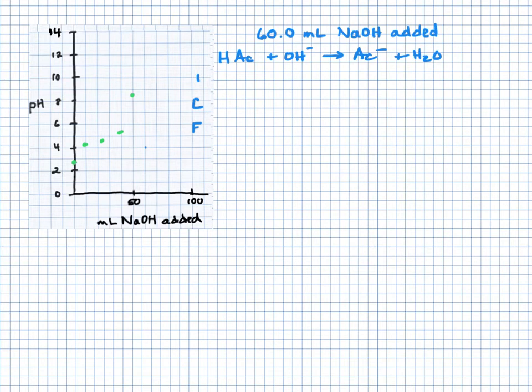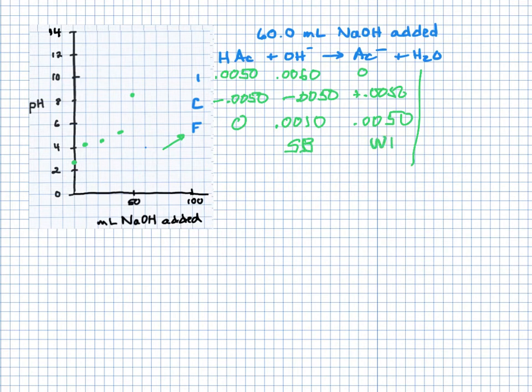All right, let's get past the equivalence point and see what happens. So I've added 60 milliliters of NaOH, so still 0.005, but now 0.006. So we're going to use up this first. So that's gone. 0.0010, 0.0050. So I look at my final and I say, what do I have? I have a strong base and I have a weak base.